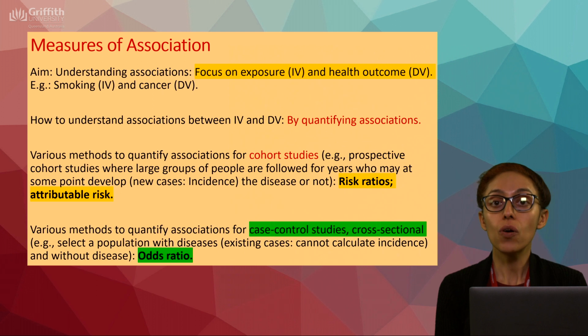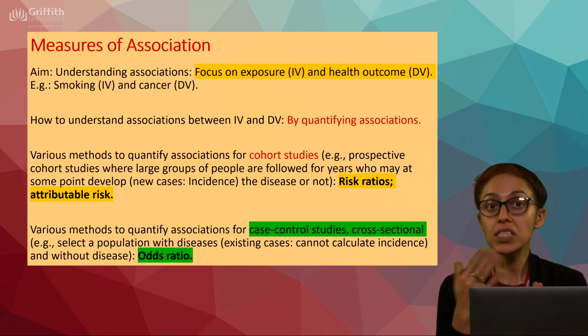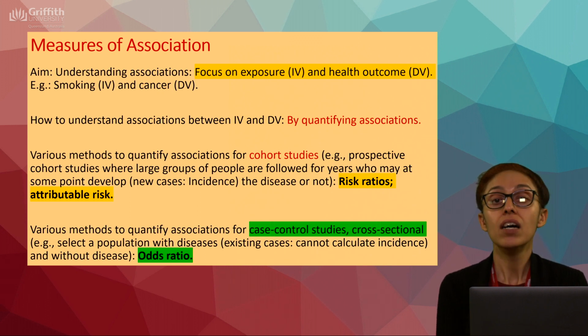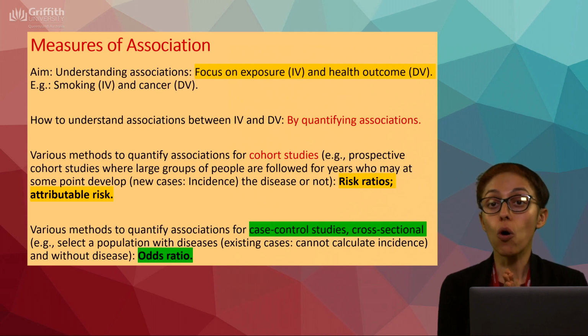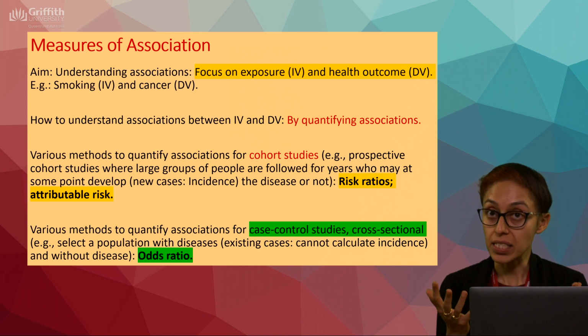So as I said, for cohort studies, the way you quantify associations between your IV and your DV, which is your independent and dependent variable, is using risk ratios and attributable risk. Versus when you are quantifying association for case control studies and cross-sectional studies, you use odds ratios as your test statistics.